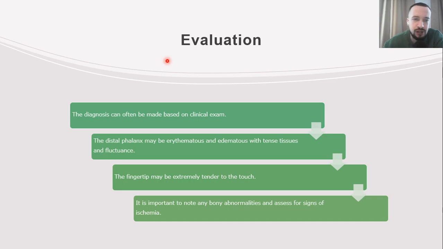Evaluation. The diagnosis can often be made based on clinical exam. The distal phalanx may be erythematous and edematous with tense tissues and fluctuance. The fingertip may be extremely tender to the touch. It is important to note any bony abnormalities and assess for signs of ischemia.